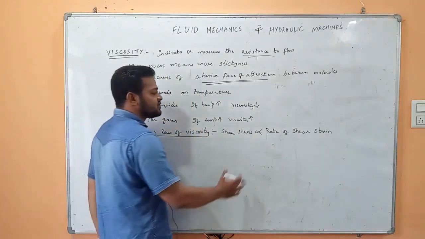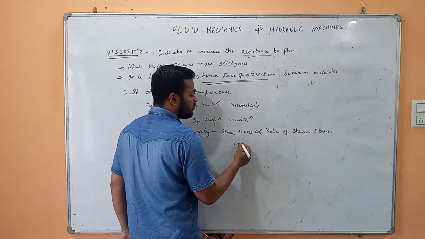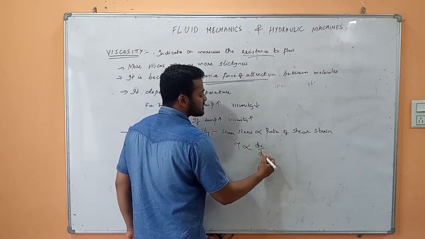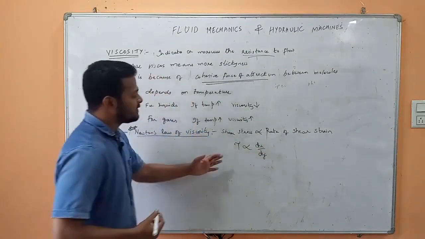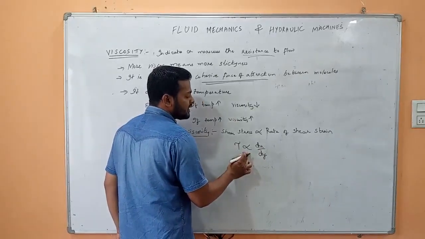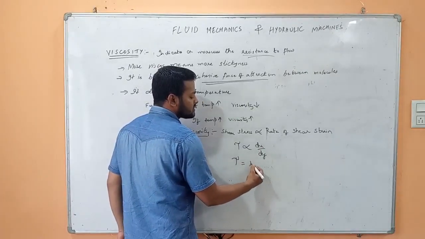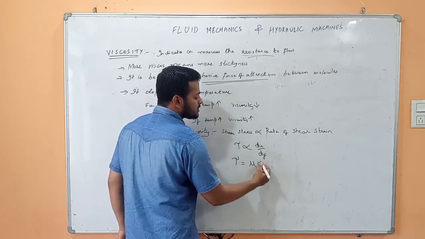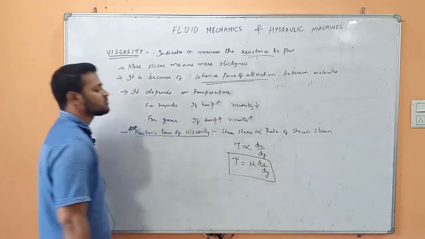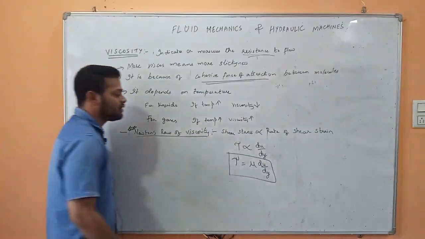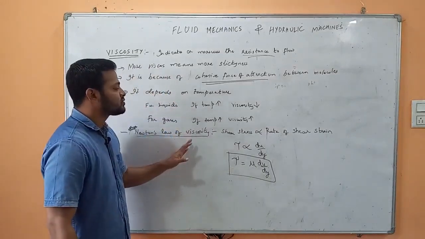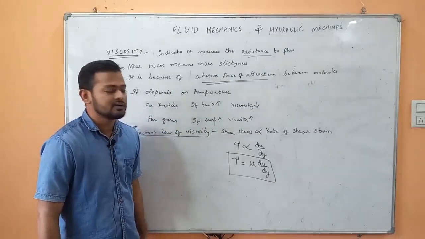We will denote shear stress with the symbol tau, and rate of shear strain is the change of deformation with respect to displacement. This derivation is not important, you will have to remember the formula. If I remove the proportionality symbol, I will get a constant. In this case, the constant is mu. Tau is equal to mu into du by dy. This is called Newton's law of viscosity. This is very, very important. Problems can also be asked on this.